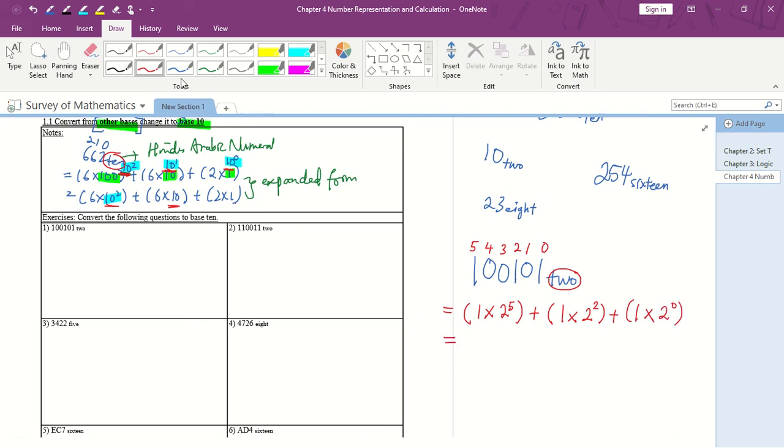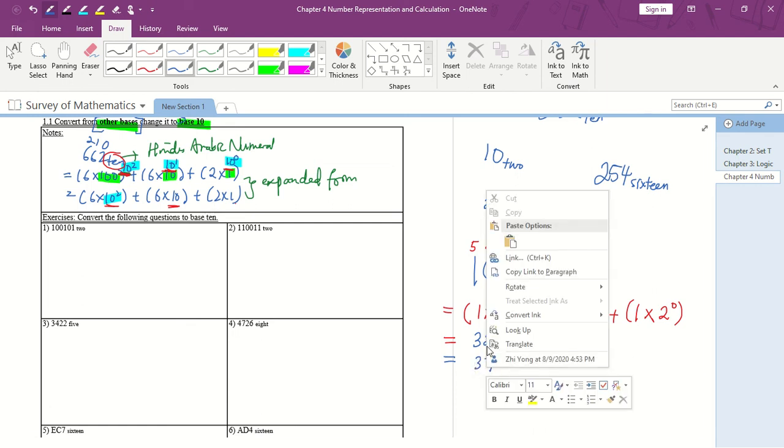So just do the same thing here. 1 times 2 power of 5. 2 power of 5 is equal to 32, so 32 times 1 is equal to 32. 2 times 2 is equal to 4, and 4 times 1 is equal to 4. 2 power of 0 is equal to 1, and 1 times 1 is equal to 1. And we get 32 plus 4 plus 1, which is 37.